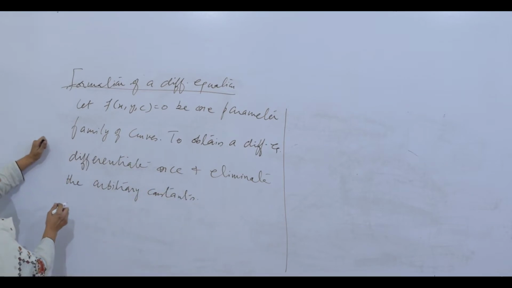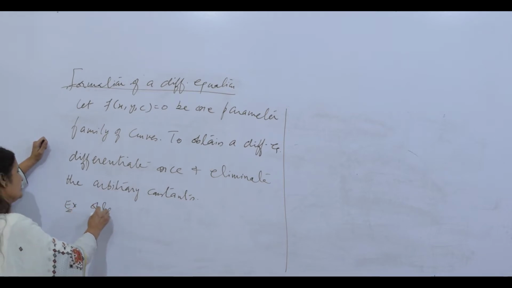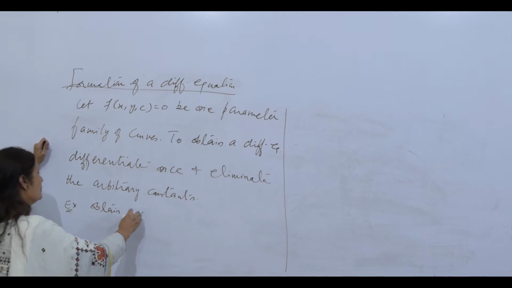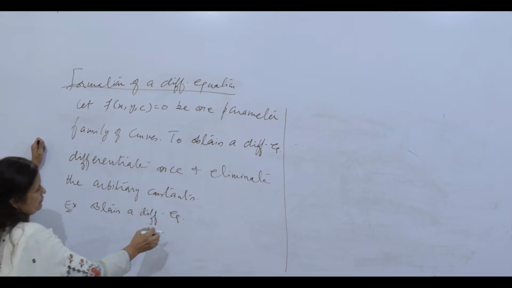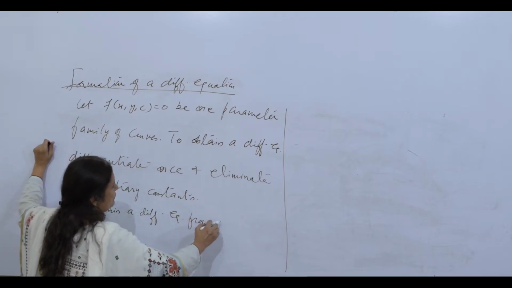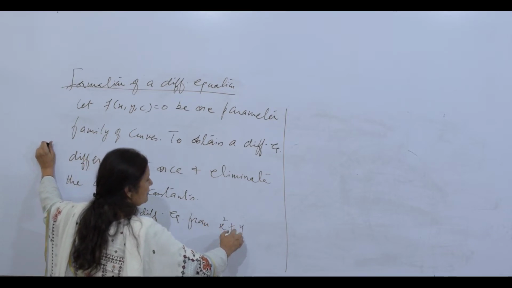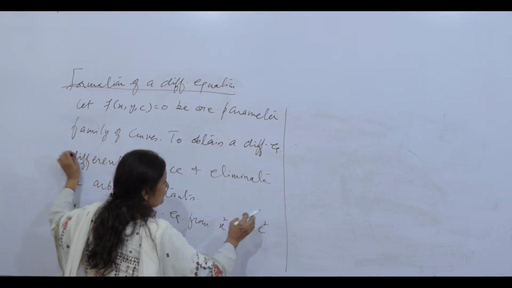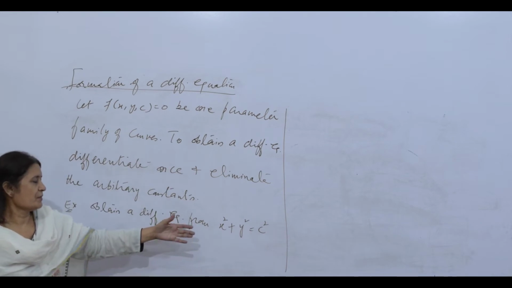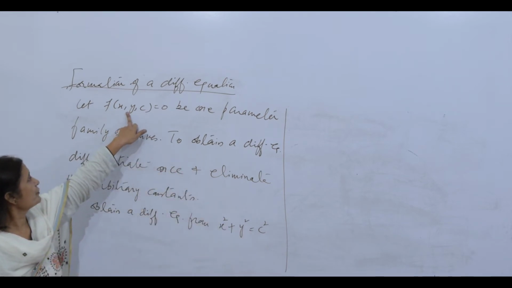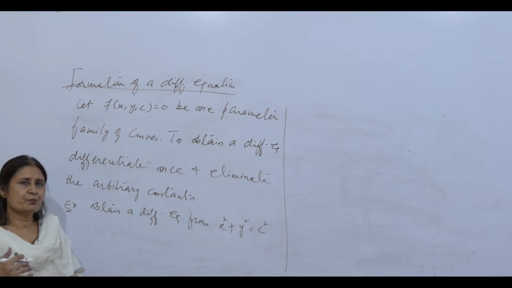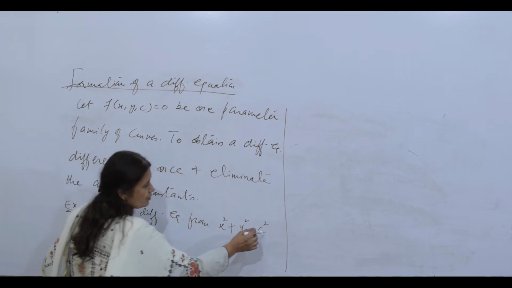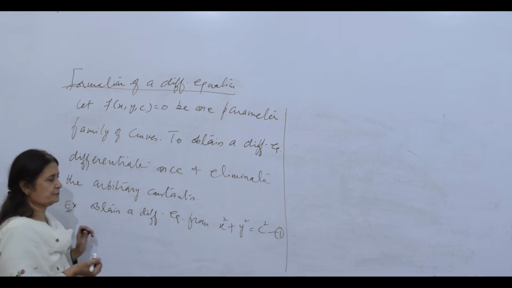For example, let me have an example. Obtain a differential equation from the given curve. Each time I am giving you a curve, x squared plus y squared equals c squared. This is a one parameter family of curves with c as the parameter and this is the equation. I have to obtain a differential equation. Let me call it equation number 1.